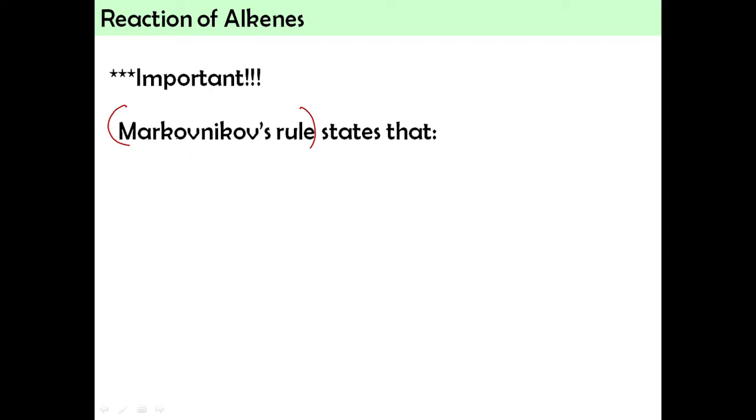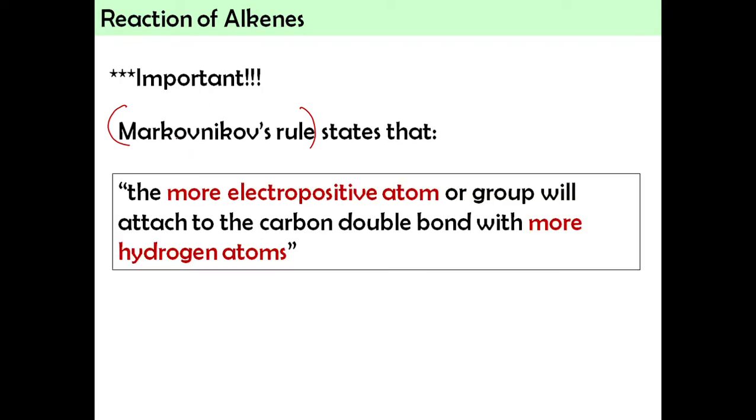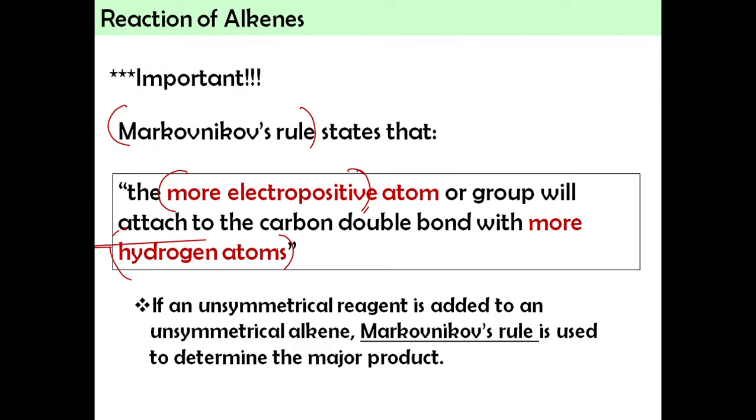So, Markovnikov rule states that the more electropositive atom will be added to the carbon-carbon double bond with more hydrogen atom. Okay, jadi Markovnikov rule kita taklah guna untuk semua reactions. The Markovnikov rule is only applied when unsymmetrical reagent is added to an unsymmetrical alkene.